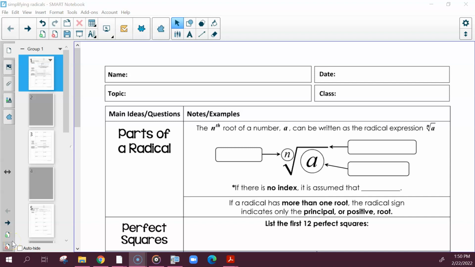In this video, we're going to be talking about how to simplify a radical. So first, some important information that we need to know.